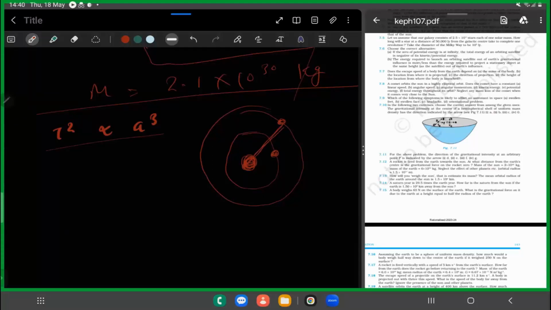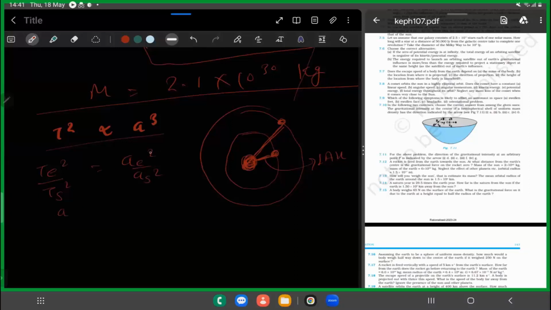And you already know this is one astronomical unit. One astronomical unit is the standard distance between the Earth and the Sun. So if we consider the same thing, then TE squared upon TS squared equals AE squared by AS squared, where AE is the orbital radius of the Earth and AS is the orbital radius of Saturn. So you have to find AS.